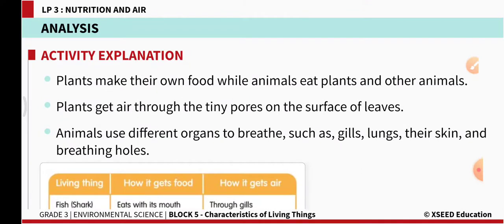Plants make their own food while animals eat plants and other animals. What do animals do? Animals eat plants and other smaller animals, right? Plants get air through the tiny pores on the surface of the leaves. Animals use different organs to breathe, such as gills, lungs, their skin and breathing holes, right?